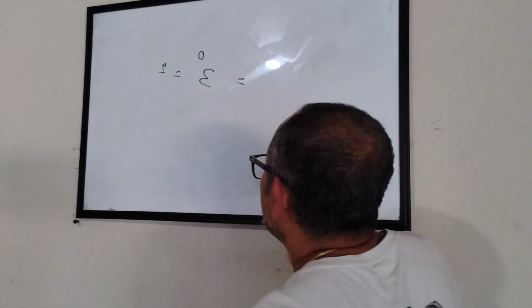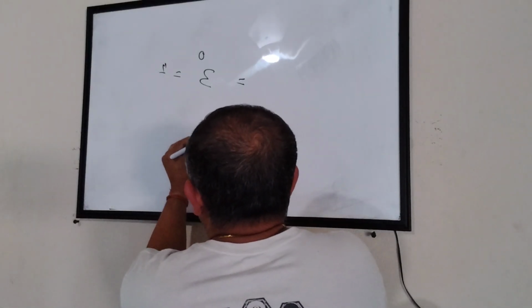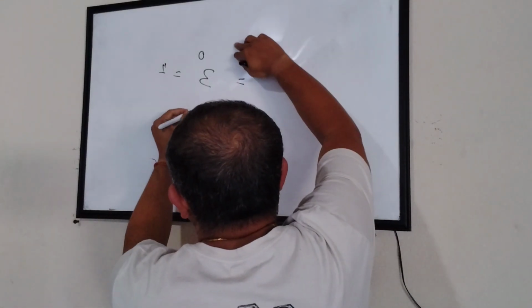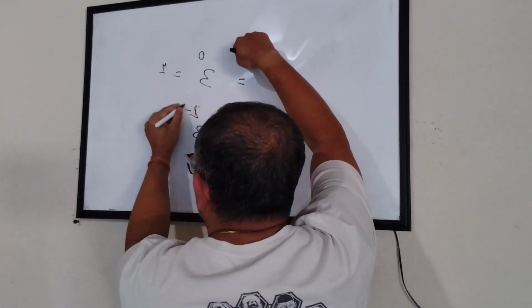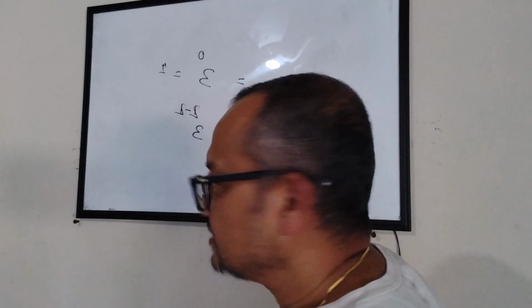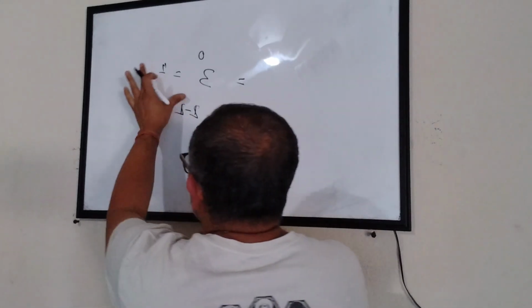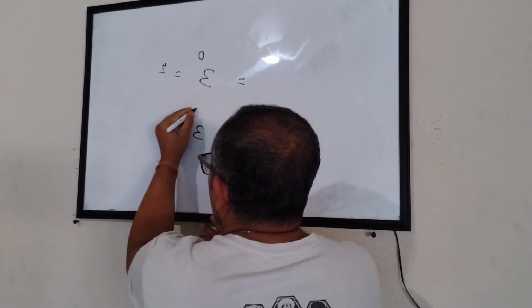But how? Now, 0 is what? I can say 3 to the power 0 as in 3 to the power 1 minus 1 or 2 minus 2. I can do that, right? Now, let's do 2 minus 2. 2 minus 2 makes it 0, okay?